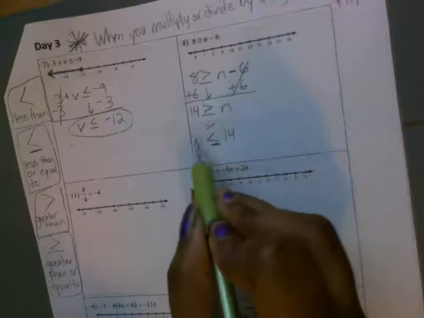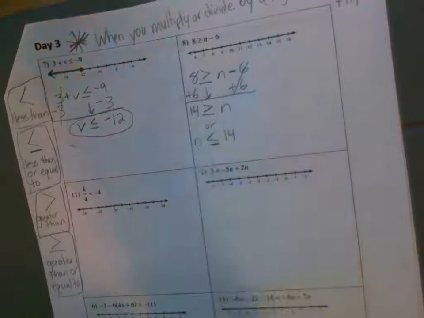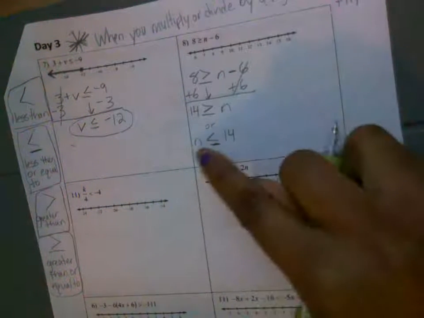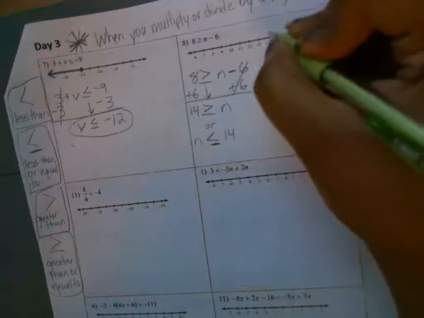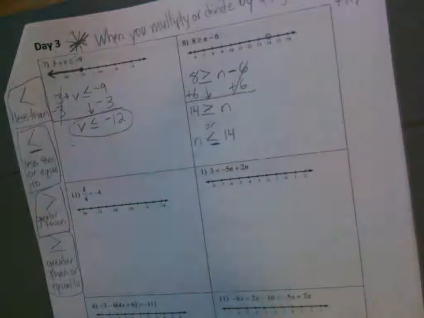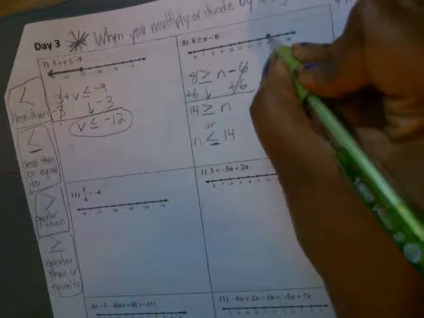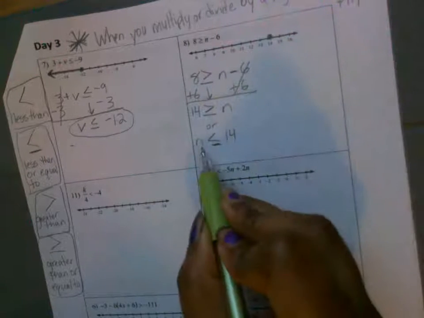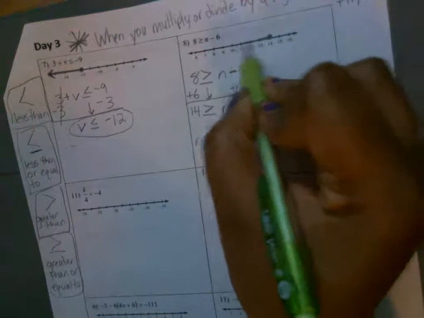Some people like to see the variable on this side, okay? Some people like to see that variable on that side. So now our values are going to be equal to 14. So I find 14 on the number line. I put a circle there. I'm going to shade in my circle because it's equal to 14. And I'm going to shade all values that are smaller than 14. So that means I'm shading to the left.